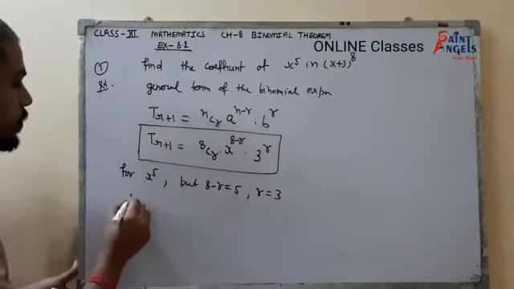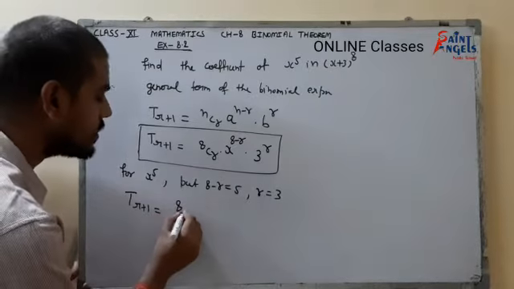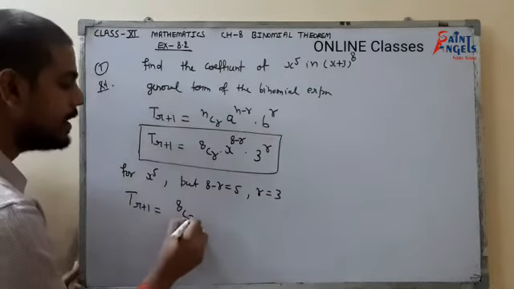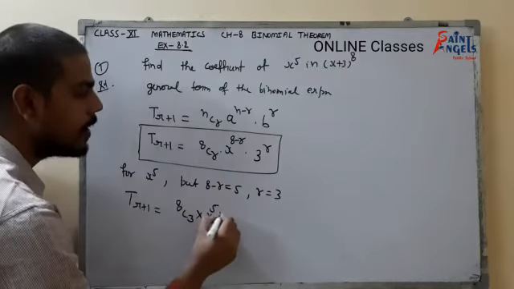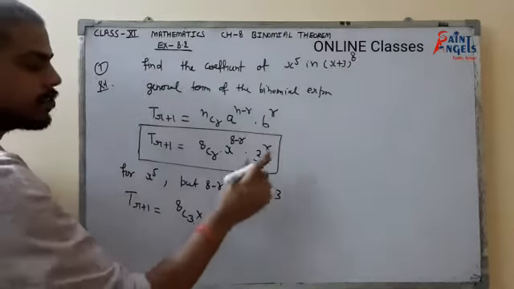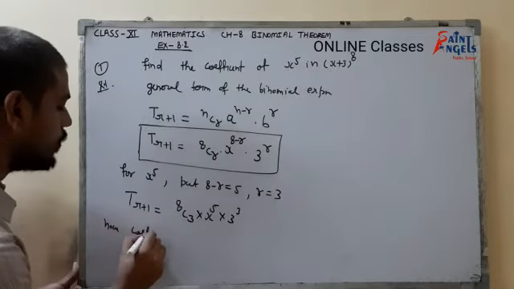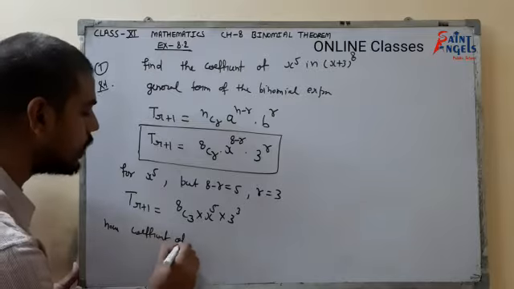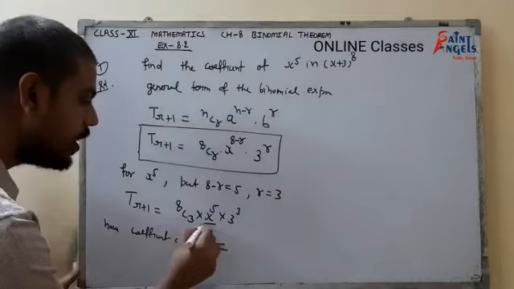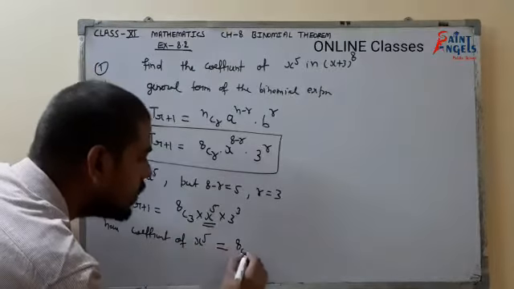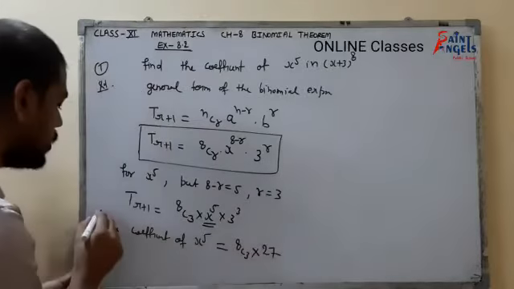Okay, so T(r plus 1) equals 8C3, r is 3, 8C3 into x to the power 8 minus r, that is 5, into 3 to the power r, which is 3 to the power 3. So now the coefficient of x to the power 5 is equal to, what is the coefficient of x to the power 5? That is 8C3 into 3 to the power 3, which is 27. So this is my answer.